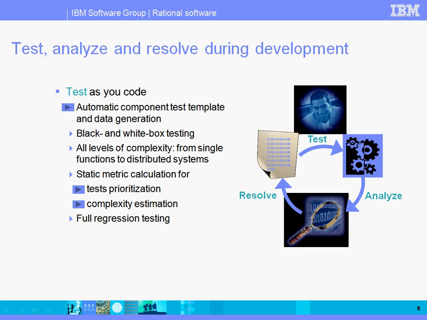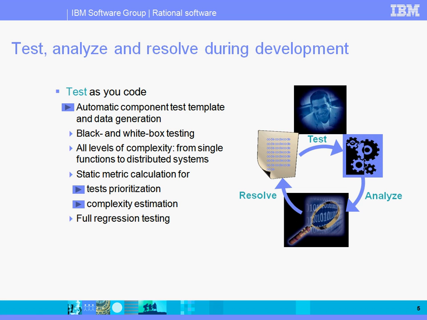Alright, so we come across the main features of this product. Automatic component testing templates can be created using this tool. We have black box and white box testing, so we can test the components at all levels of complexity from single function to distributed functions, and there are static metric calculations with it, which can give you the complexity of code, and there's MISRA C review, code review.